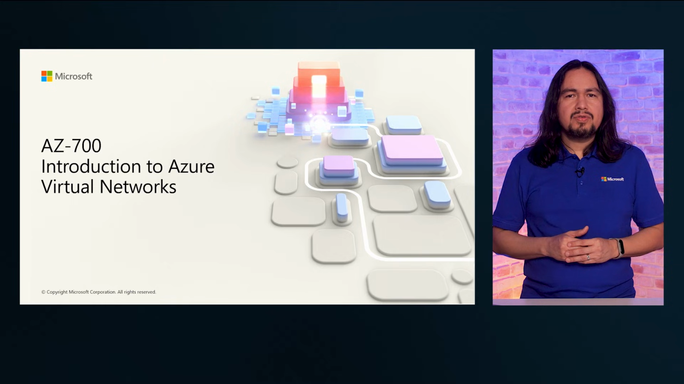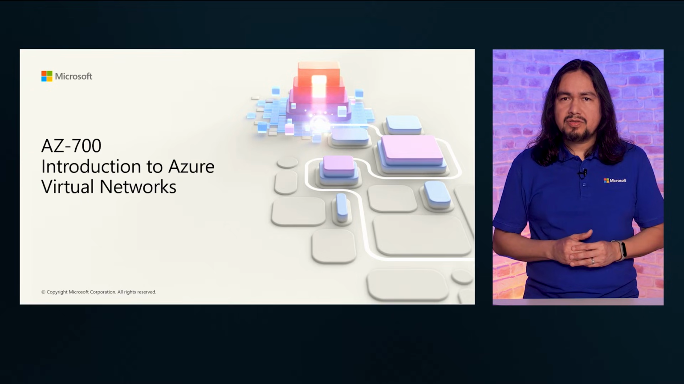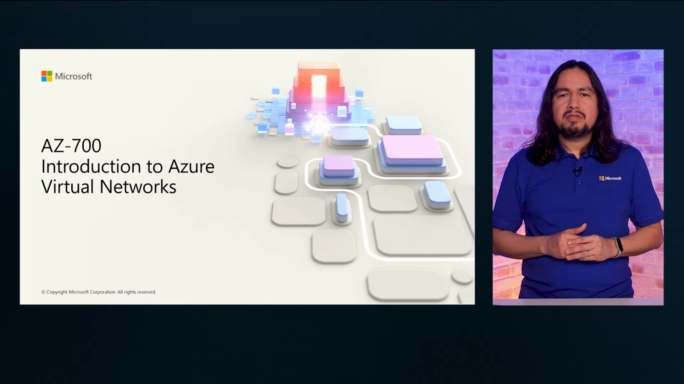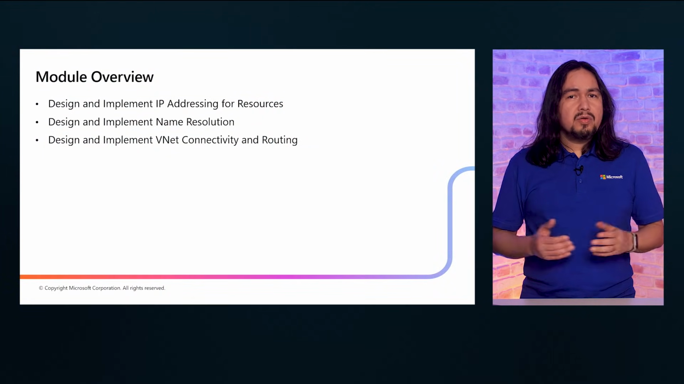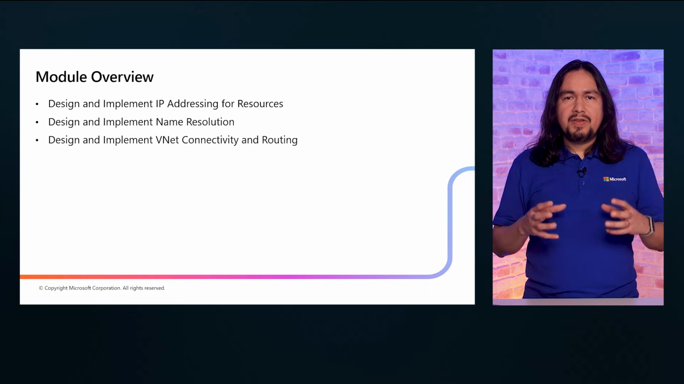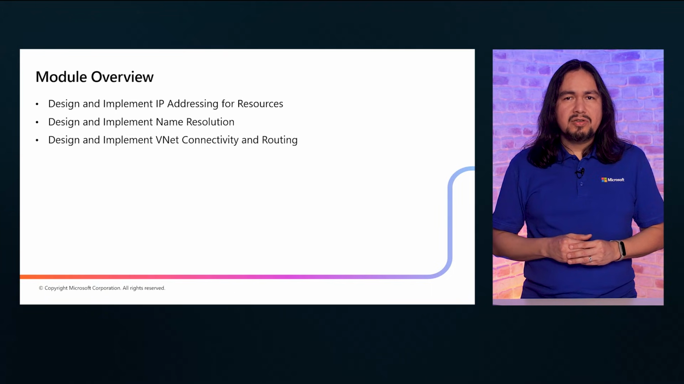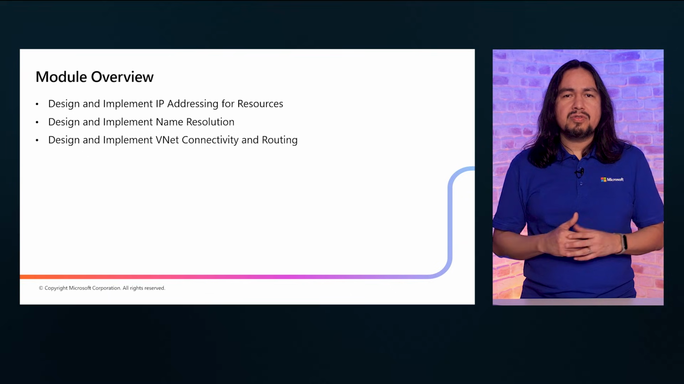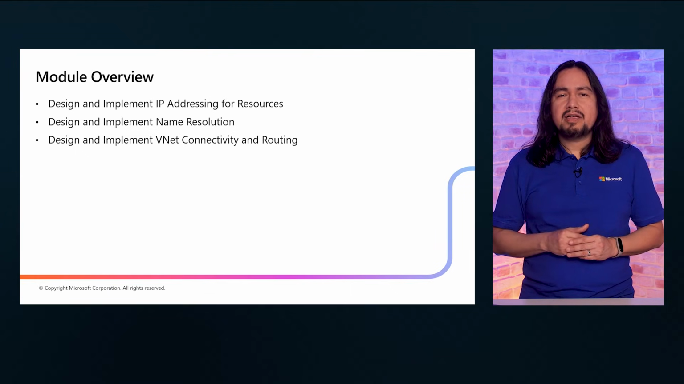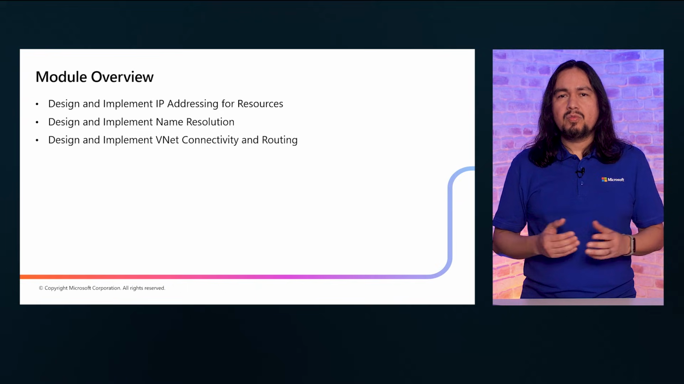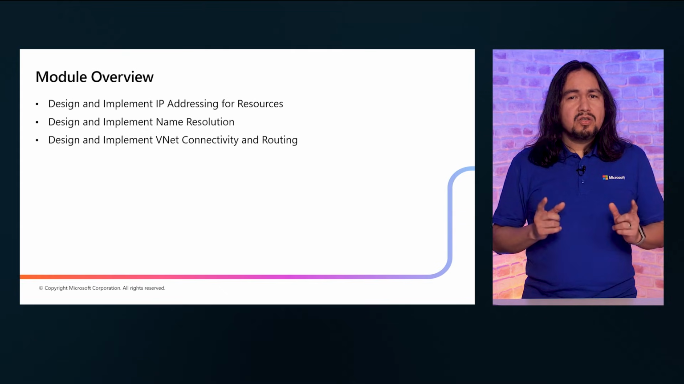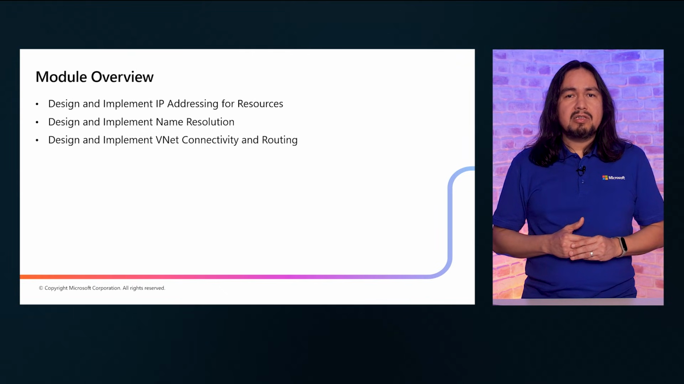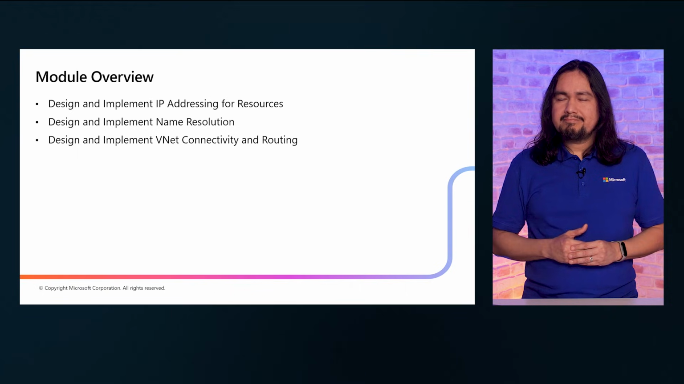I'm here to walk you through the AZ-700 course, Design and Implement Microsoft Azure Network Solutions. In this session, we'll cover the introduction to Azure Virtual Networks. In this video, you will learn how Azure networking fits together, from building virtual networks and IP addressing to DNS resolution. You will also learn how to connect networks with peering, control traffic with routing, and manage outbound connectivity using Azure Virtual NAT, so you can design networks that work reliably in real deployments. Let's get started.